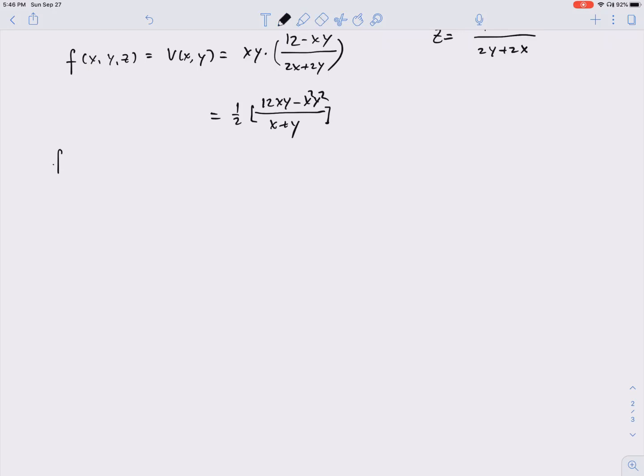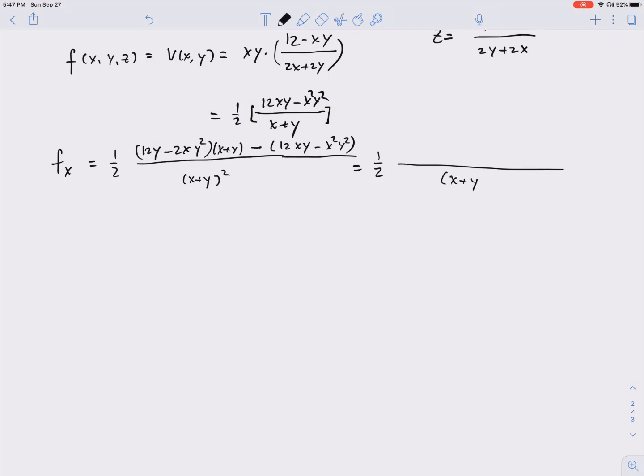Let's look at the first derivative with respect to x. And then we have 1/2 is a constant, so we can leave it over here. And we're going to use the quotient rule. So it's (x plus y) squared. Remember, we are taking the derivative with respect to x. So look at the numerator. We have 12y. Derivative of x squared is negative 2x over here, and y squared is unchanged. And then we multiply it by the denominator, which is x plus y, right? And then subtract the derivative of the denominator, which is 1, so that's easy. And then we have over here, be sure to put a pair of parentheses, (12xy minus x squared y squared), right? Okay, now we can try to simplify. This is 1 over 2, and then we will have over here (x plus y) squared.